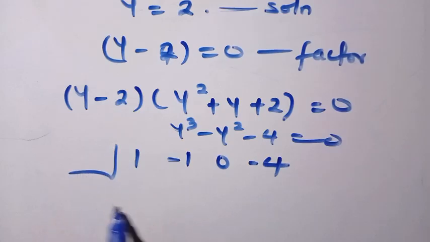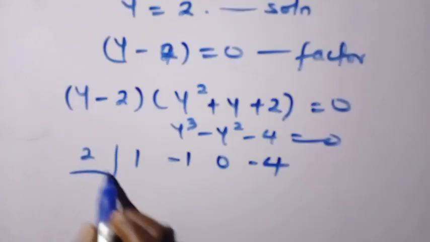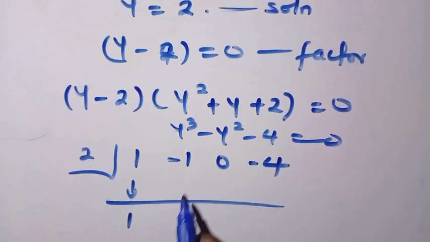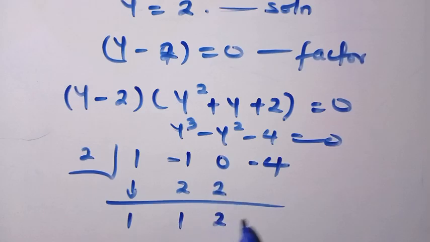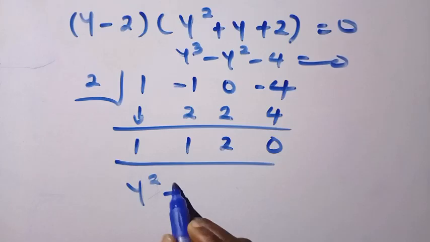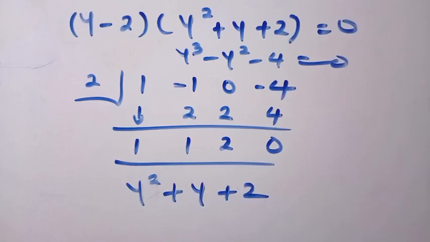If you consider the first value we got, that is 2. The first number here is 1, we write it as 1. Then 2 times 1 is 2. This minus this is 1. This times this is 2. This plus this is 2. Then this times this is 4, this and this is 0. Okay, so we have three values here. It's a quadratic, so that's how we got y squared plus y plus 2.